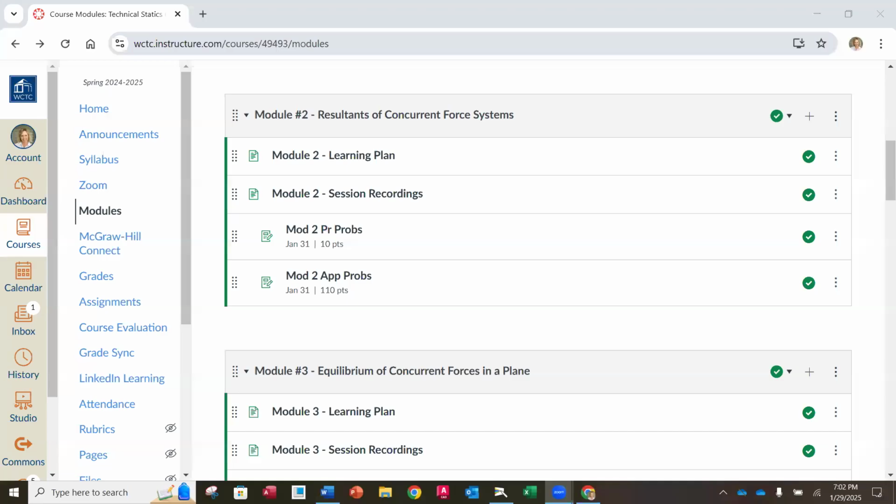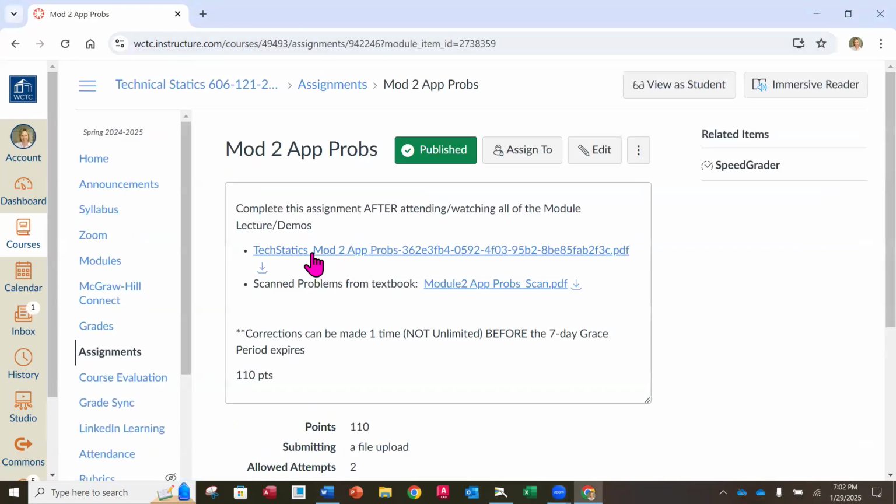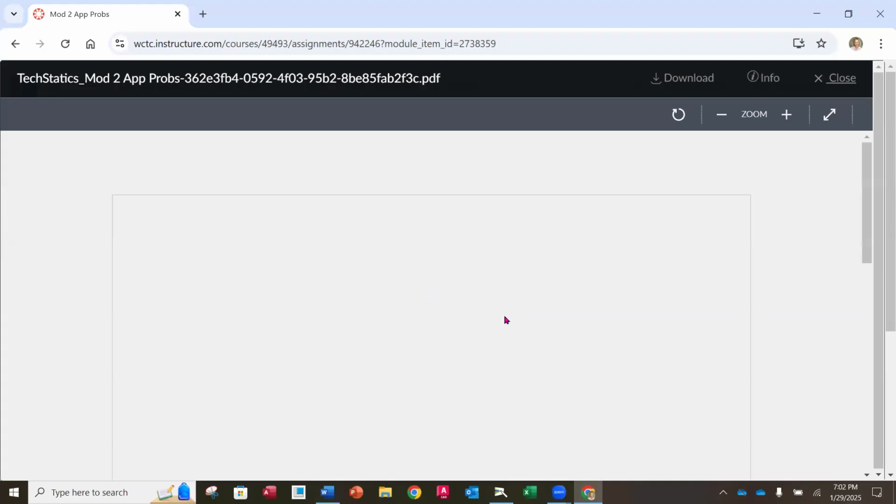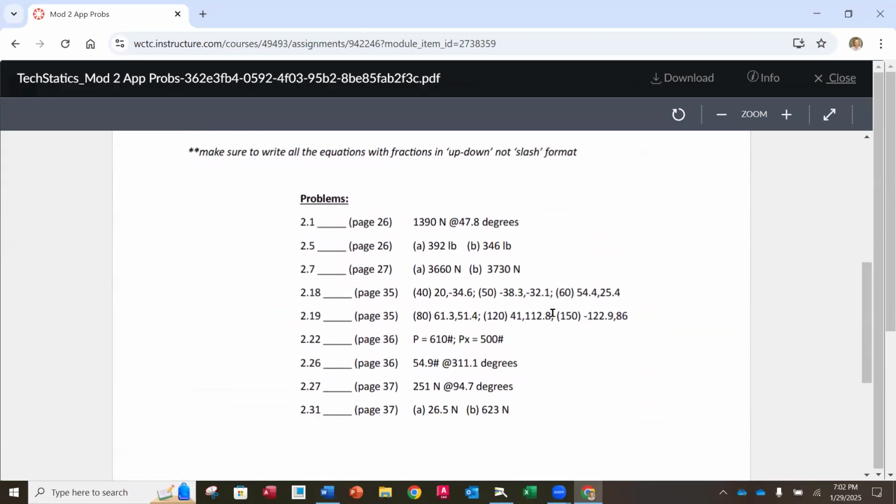Okay, so we're going to look now at the homework that we have assigned, or the application problems that we have assigned for Module 2. As I stated earlier, we're going to look at our application problems. We're going to click on the top document here, okay? And then you're going to notice that we have 9 problems that we're going to do.